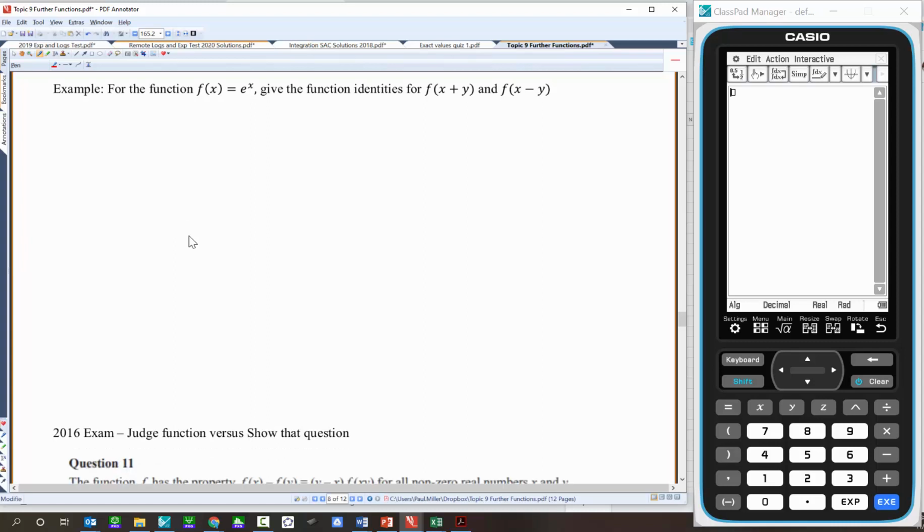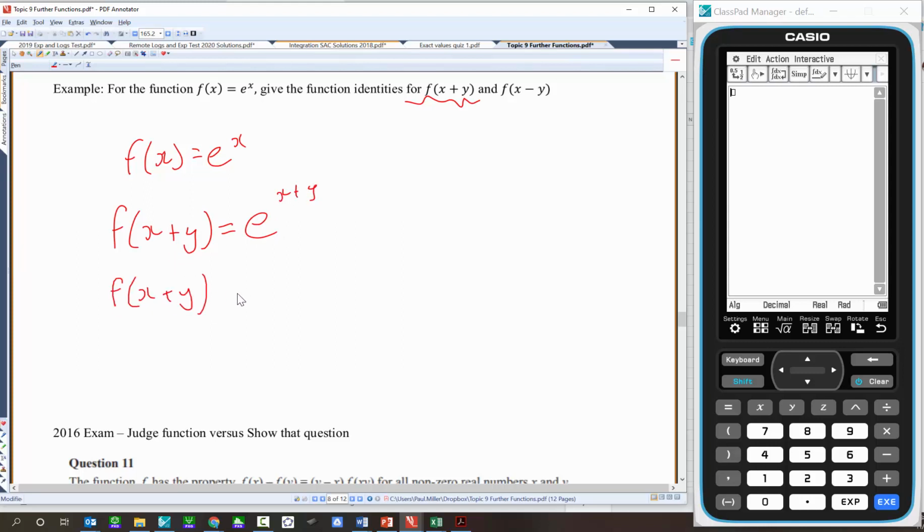For the function f(x) equals e to the x, give the function identities for f(x plus y) and f(x take y). Let's do the first one here. So we've got f(x) equals e to the x. The first one we're going to do is f(x plus y), which is equal to e to the x plus y. And that's actually equal to f(x) times f(y), which is e to the x times e to the y. And how do we get x plus y?